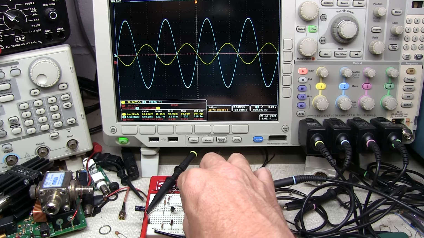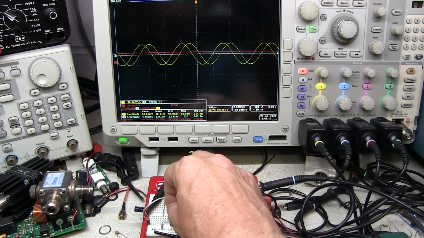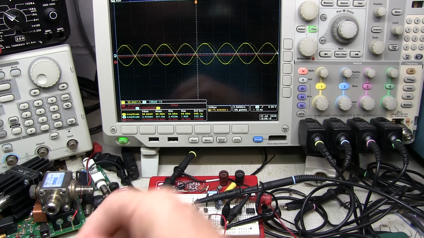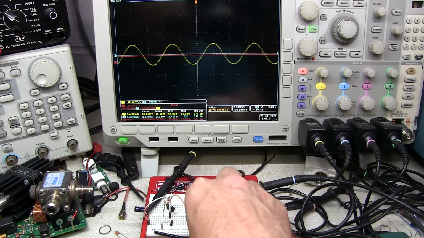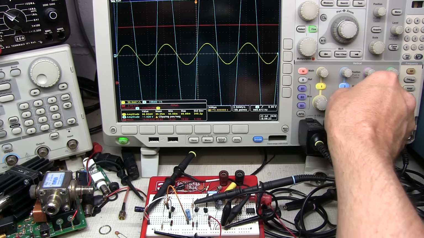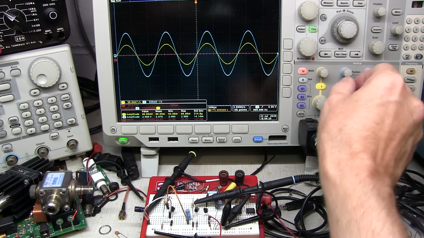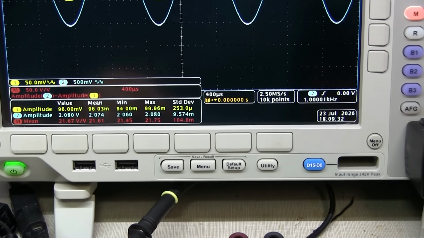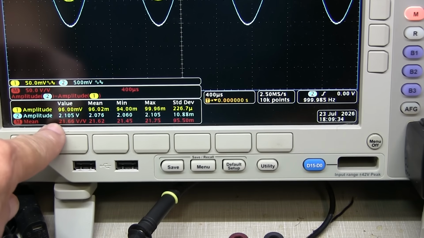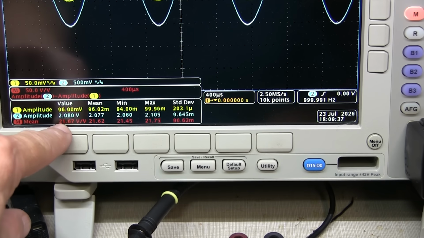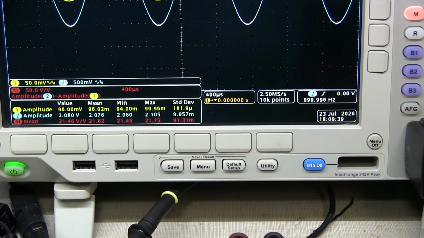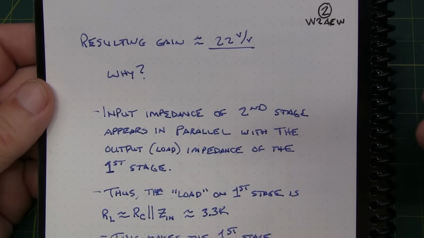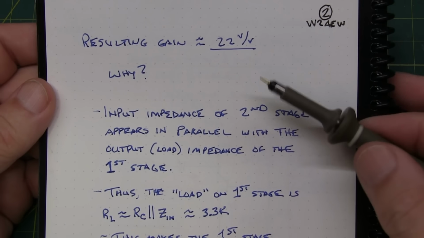So let's move my input signal back to the input of the first amplifier. We'll take the output of that first amplifier and couple that to the input of the second amplifier stage and adjust channel 2 so we're not clipping. And now if we take a look at our overall gain here, it's showing about 21.8, 21.7, almost 22. Well, that's a far cry from the 40 or 42 that we were expecting. Let's look at why we got a gain of about 22 volts per volt.